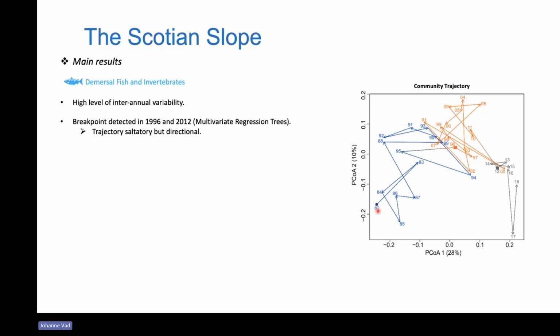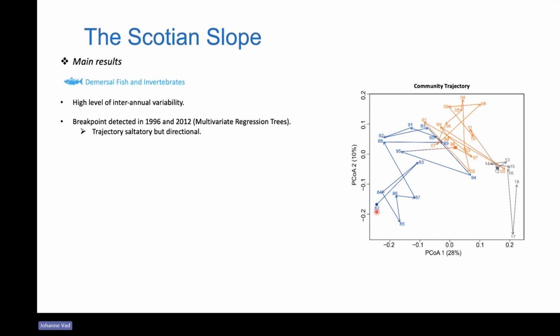We're moving from 1982 on one side of the trajectory across to 2018 on the other, and you can see these really big jumps from one year to the next. We did find 2 breakpoints through multivariate regression trees, in 96 and in 2012. But I would really challenge you to actually pick these out on the trajectory, because of the high level of noise, it'd be really difficult.